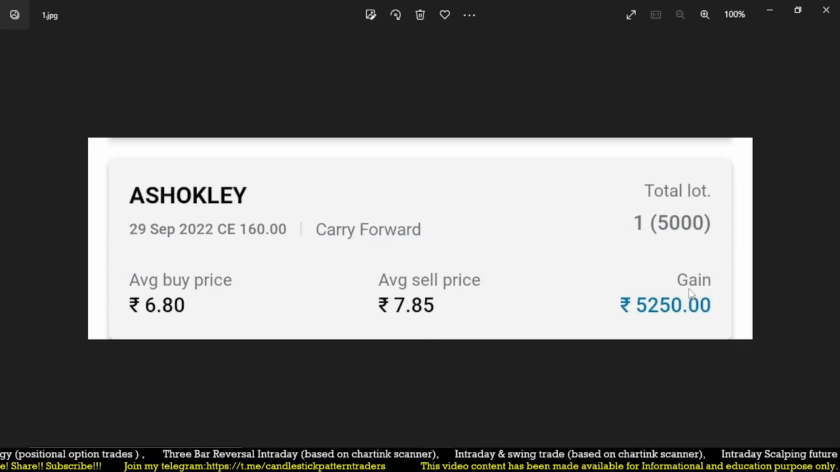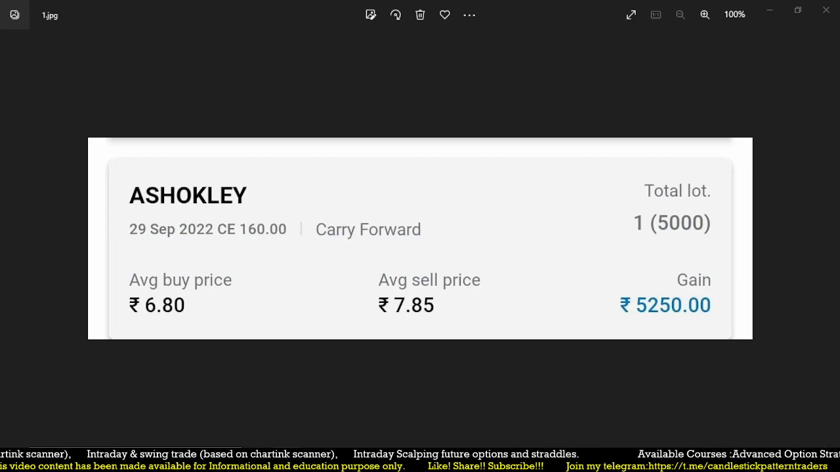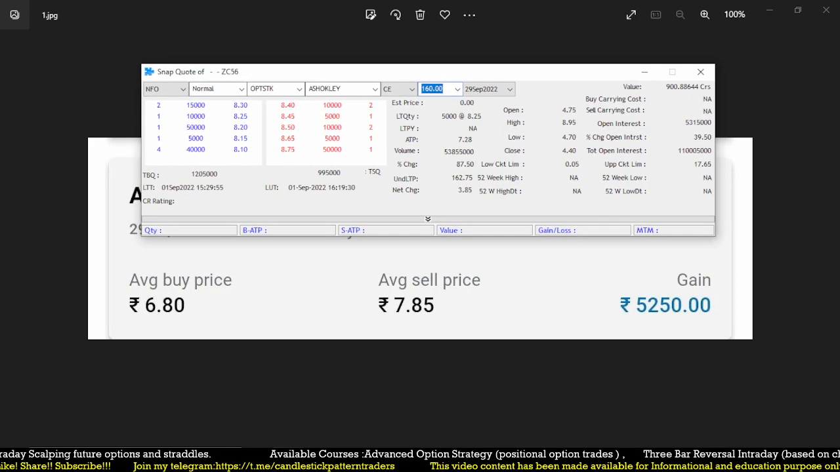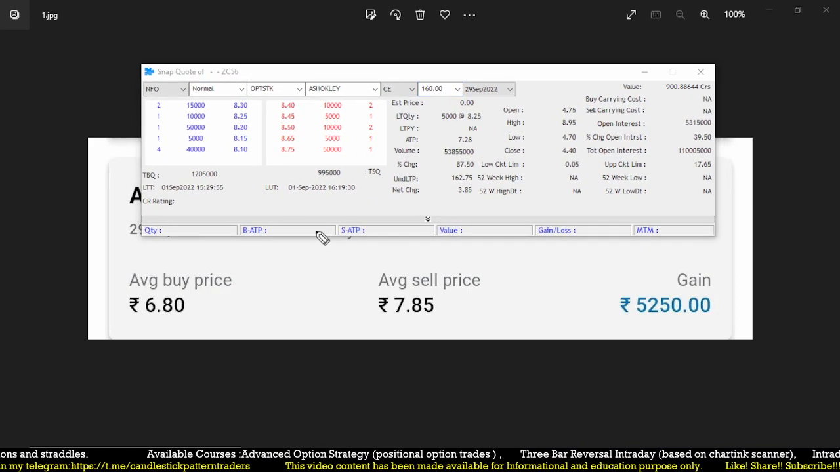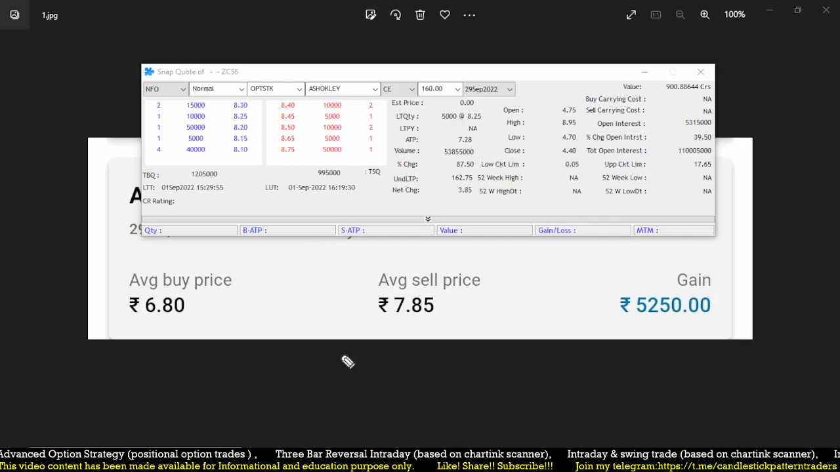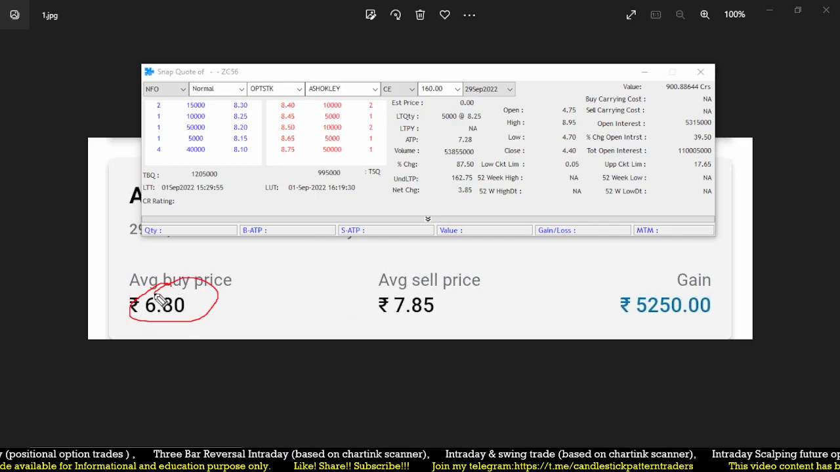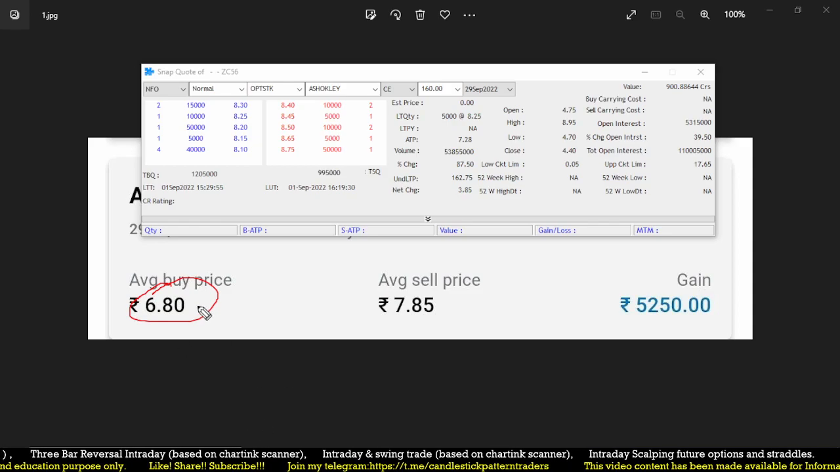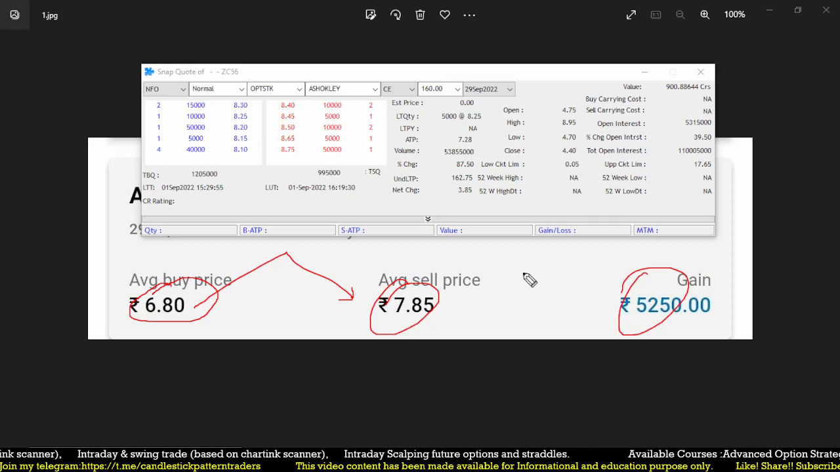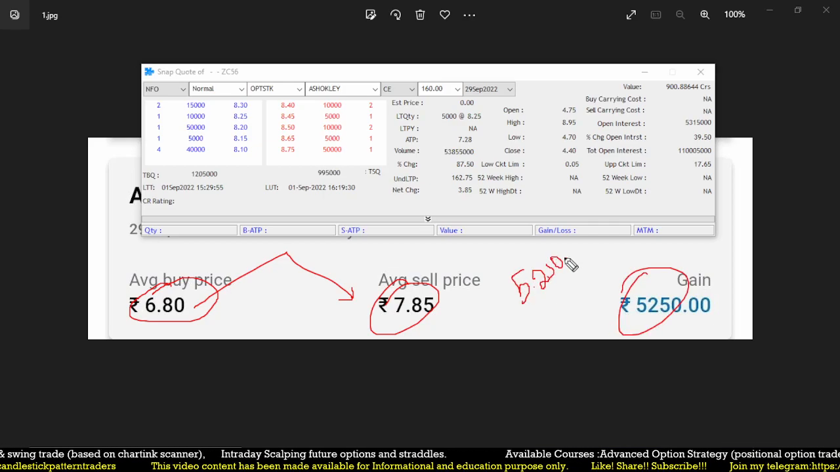The lot size is 5,000. I bought 1 lot, so I booked around 5,200. Let me show you that trade on Ashok Leyland. What happened here? 160 call option. Let's look at that. This is the trade where it is happening. I took it early in the opening, around 9:20, 9:25, at around 6.8. Within a few minutes, before 10 o'clock, it reached 7.85, which gave me 5,250 rupees profit.